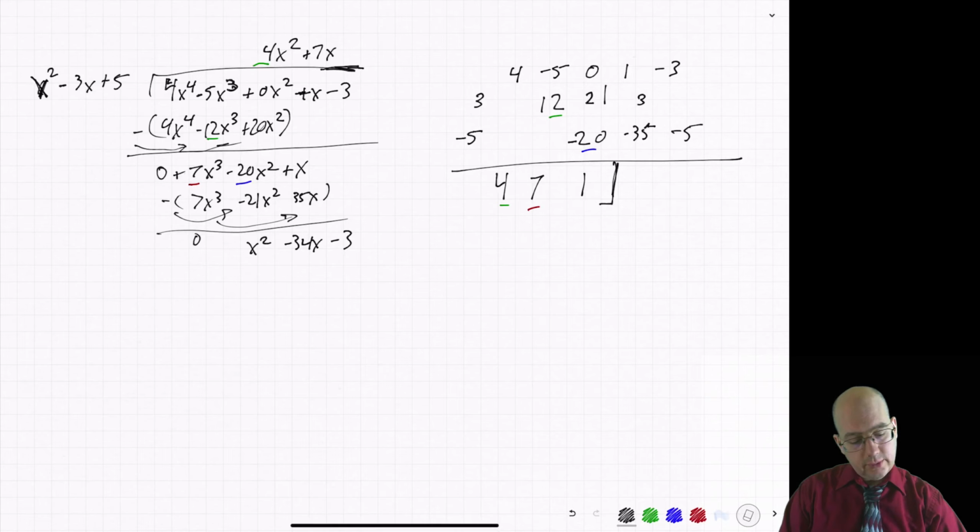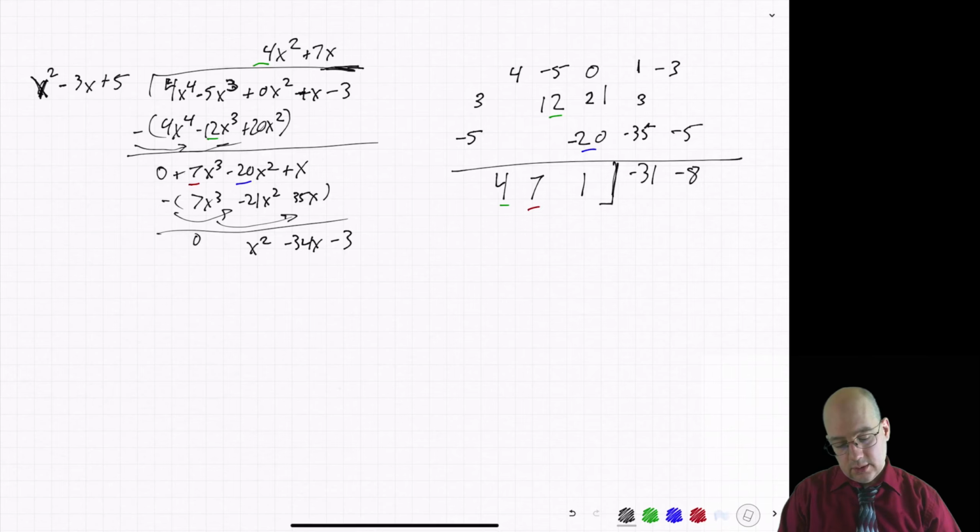Let me just shift that over here. There we go. 4 minus 31 is minus 31, and then minus 3 minus 5 is minus 8. Wow, did that correctly. Nice.